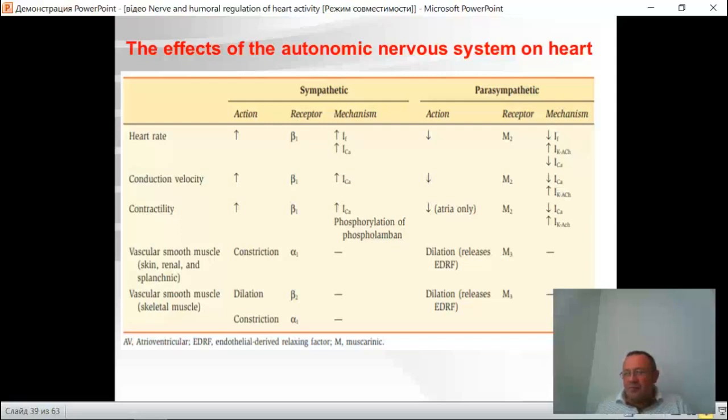Contractility. The sympathetic nervous system gives an increase in contractility after reaction with beta 1 adrenergic receptors, and the parasympathetic gives a decrease in the atria only after reaction with muscarinic cholinergic receptors.